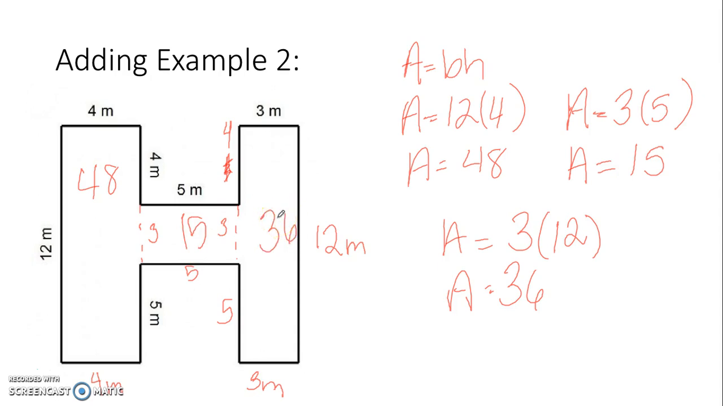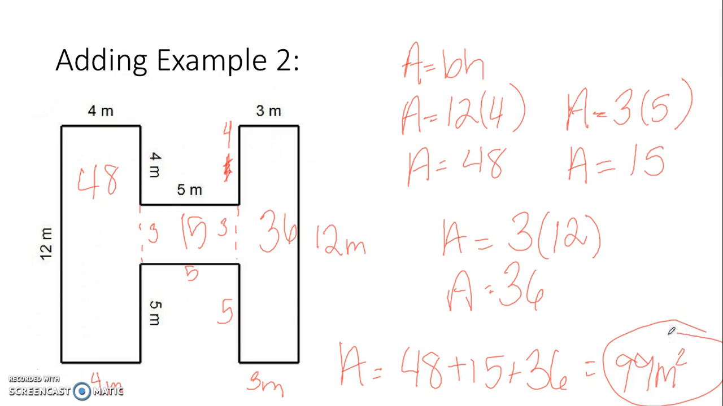So we have 48, 15, and 36. 48 plus 15 plus 36 is equal to 99, and our unit is meters squared. So that's the area of the entire figure.